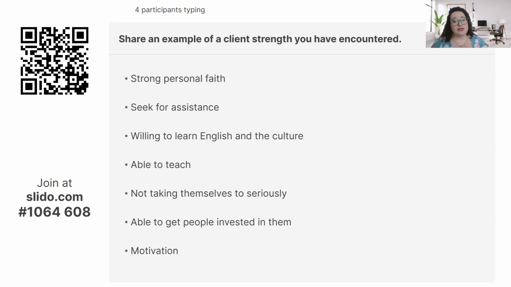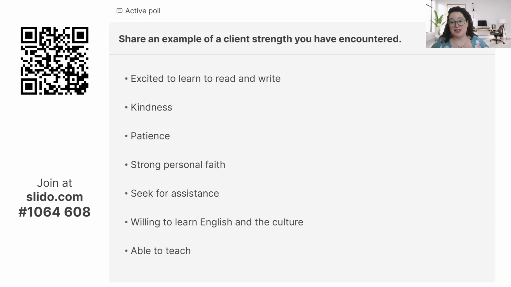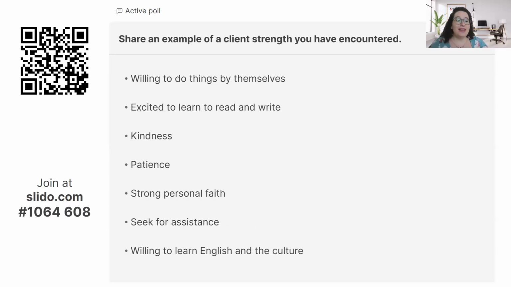willingness to learn English in the culture, sometimes not taking themselves too seriously. That can absolutely be a strength and a protective factor. They're excited to learn to read and write. They're kind. Kindness is such an important strength to reflect to people. Absolutely. Where would we be without kindness?